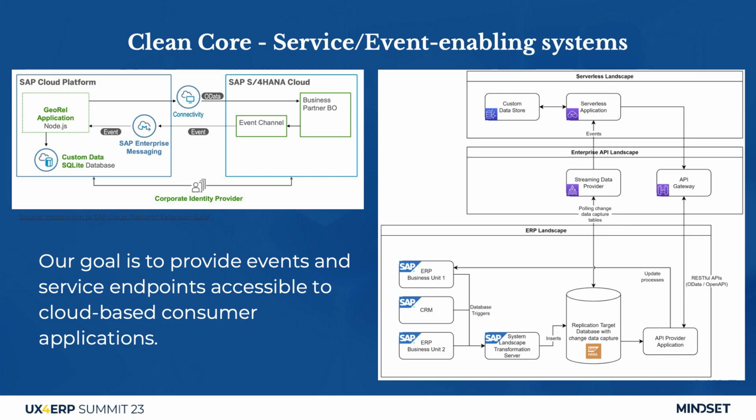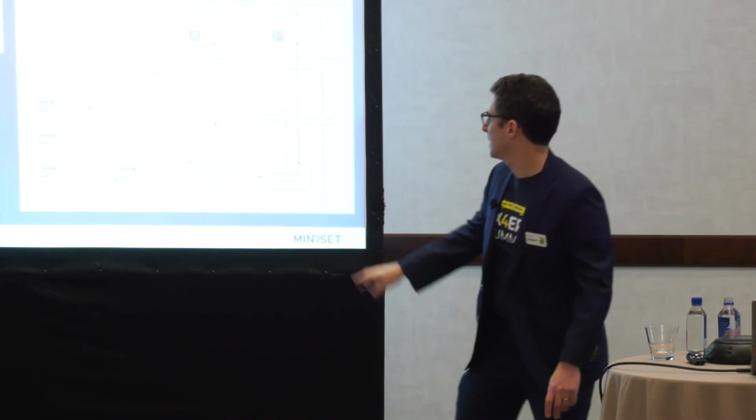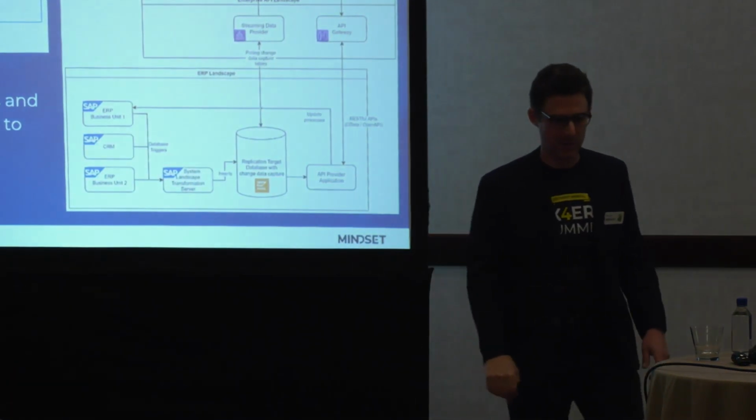Two architectures here for clean core. One on the left is BTP's architecture. They're at a pretty similar level of detail. And the one on the right is kind of what you would need to set up for a hyperscaler type approach. The bottom part is sort of what you do if you don't have S4HANA and don't have business events. But the rest of it is something you would have to do anyway for a hyperscaler.